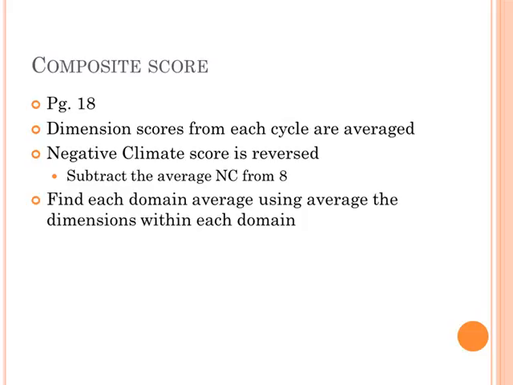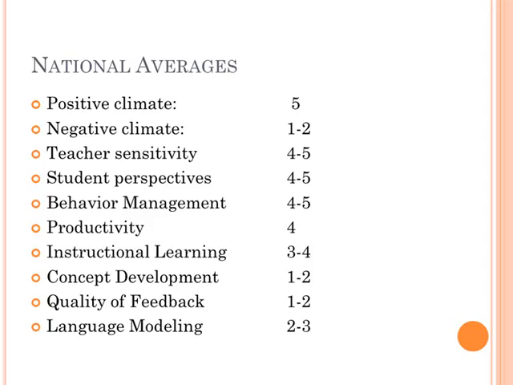Okay? Negative score is reversed. Remember, we want low on negatives, high on all the other ones. So we only got 1s and 2s on negatives, highs on the other one. All right. So the national averages, when we take all of the classrooms that have been evaluated on class, positive climate is about a 5. Negative climate is a 1 or 2. That's good. That's what we want.